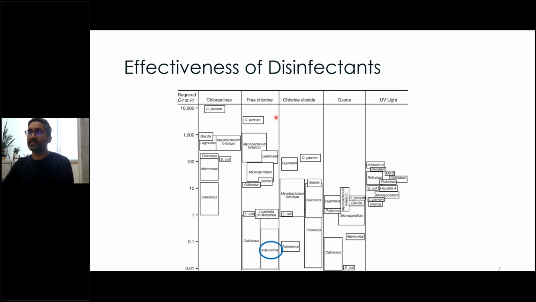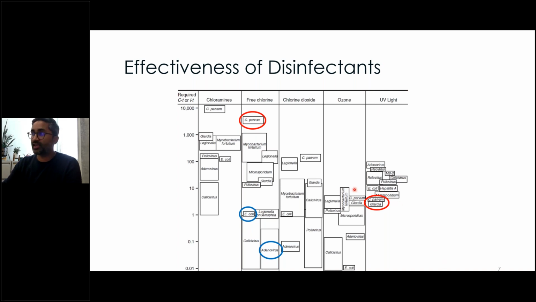So in this case, with free chlorine, adenoviruses are very effectively treated by chlorine. So the required CT in this case is quite low. E. coli, bacteria, also relatively low. And like we were saying before, protozoa, because of that hard outer shell, it's a little bit harder to get that chlorine into there. So there's a higher dose or CT that's required to get that crypto.